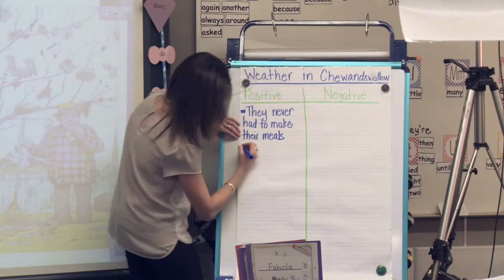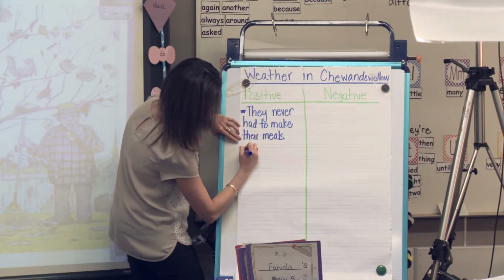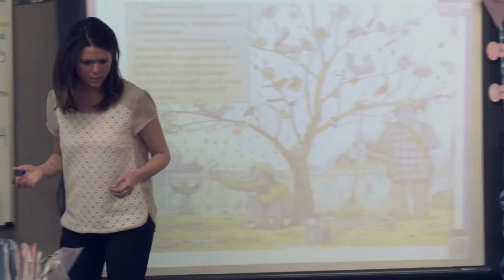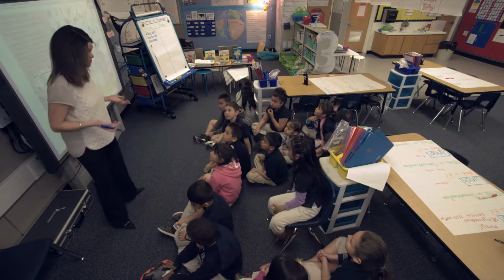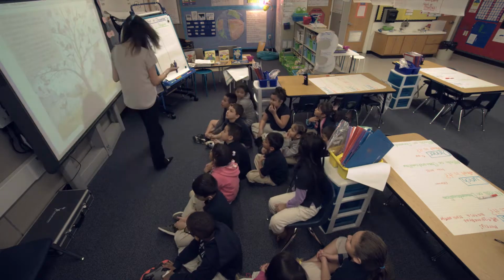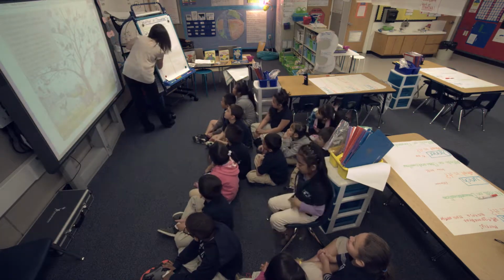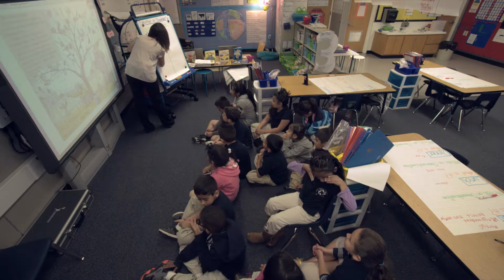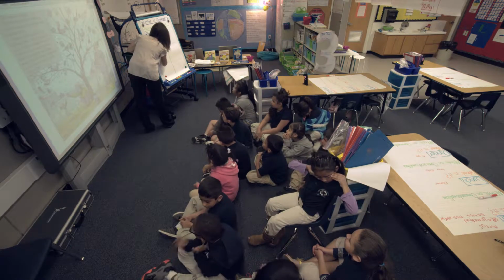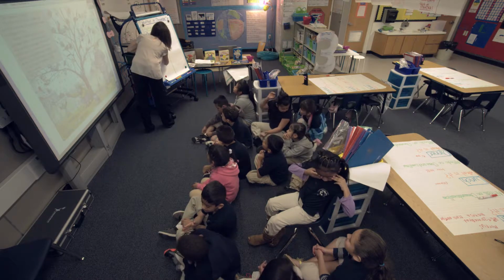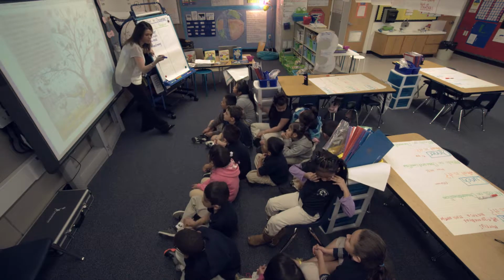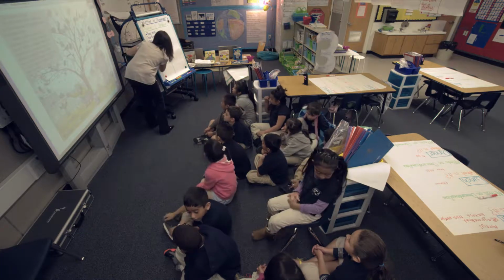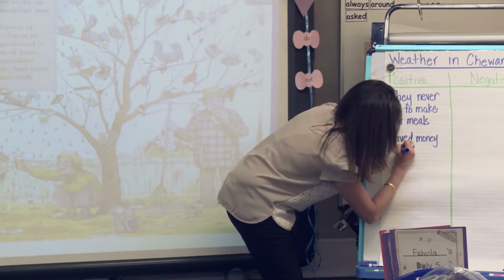What else? They never had to make their meals. What else? Anthony. They didn't have to buy things in the store, so they could save money. They didn't have to waste their money. So they saved their money because why? They wouldn't have to go where? To the store. Okay. Saved money because they wouldn't have to go buy.